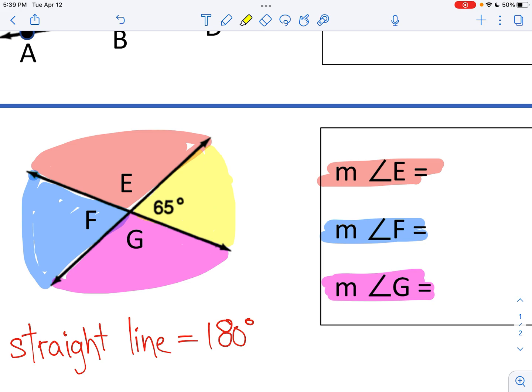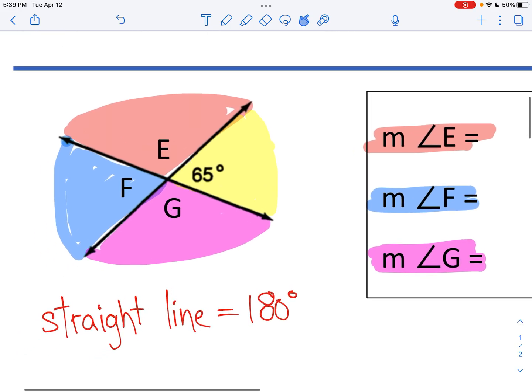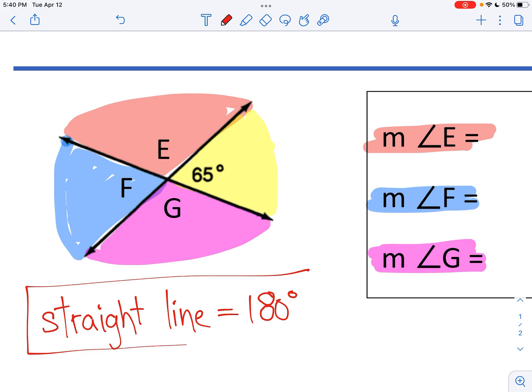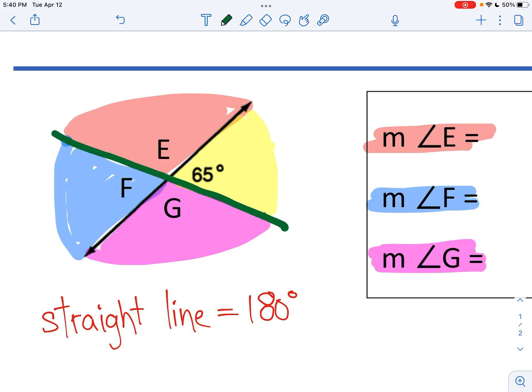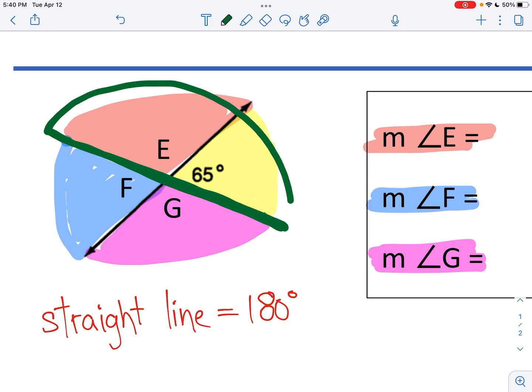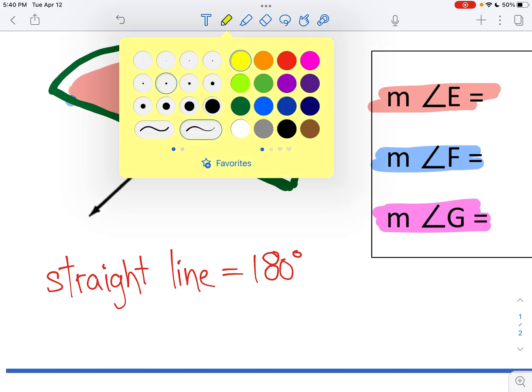It's 65 degrees, right? I remember from our notes that anytime I find a straight line, it makes an angle of 180 degrees. So I see a straight line. I'm going to trace it in green. If I connect those lines, I can see a half circle here with the red and the yellow. So I'm going to get rid of these other two. So what this means is the red plus the yellow makes 180. So I know that the yellow is 65.